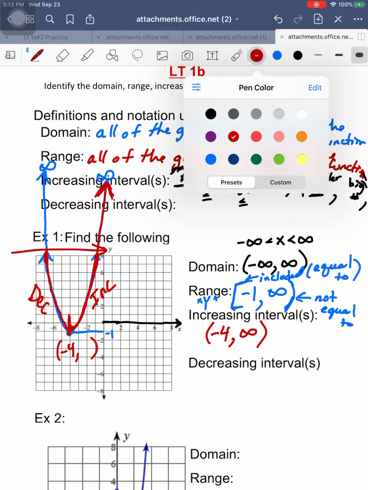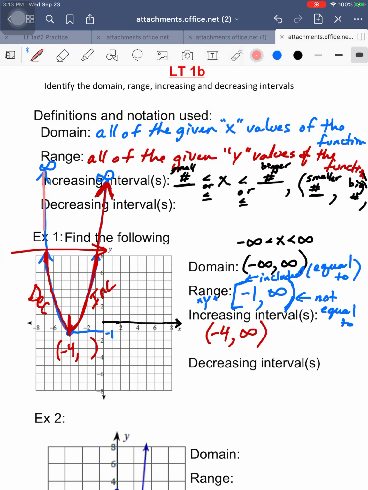Decreasing, looking at the decreasing interval. Let me do this in a different color. So it's decreasing from left to right. Where does it start decreasing? How far left will this graph go? Well, it's gonna keep on going to -infinity. So it's gonna start at -infinity.